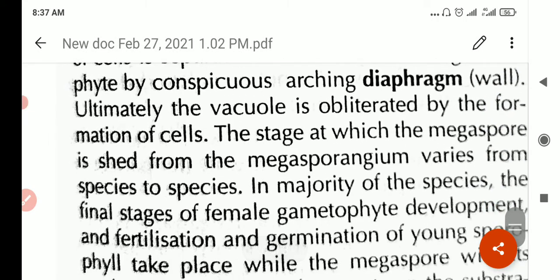Then at the end of it all, the vacuole will be slowly removed, because all the cells will have a wall. So the vacuole is obliterated by the formation of the cells. The stage at which the megaspore is shed from the megasporangium varies from species to species.